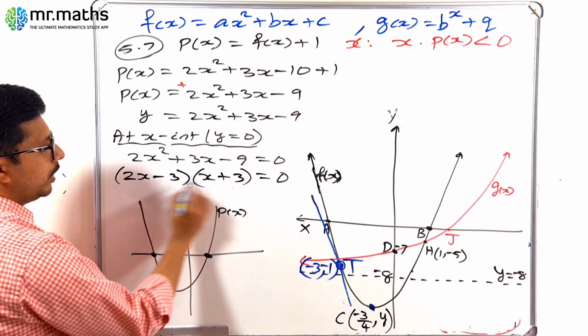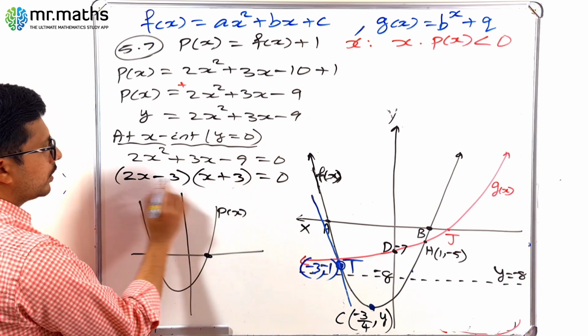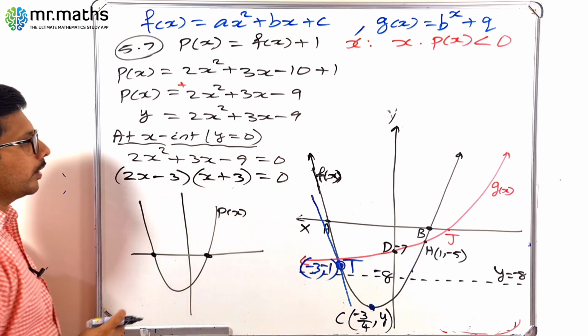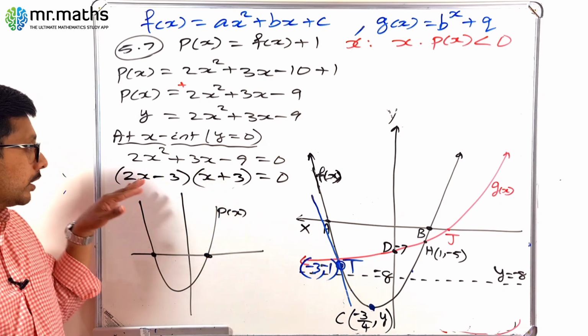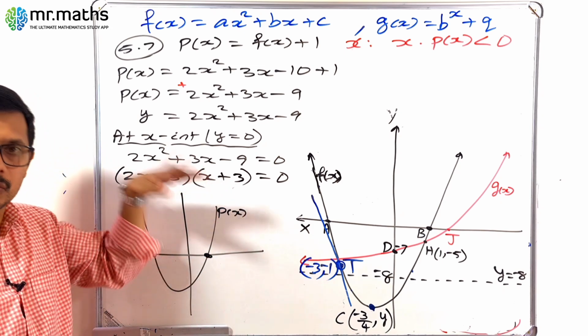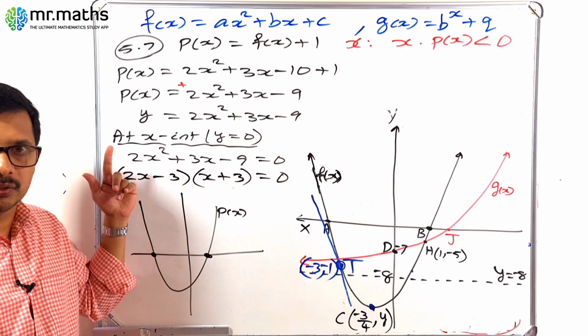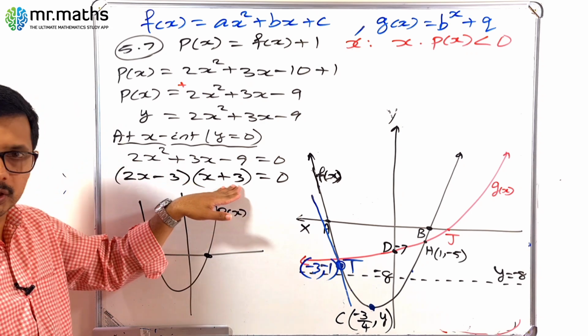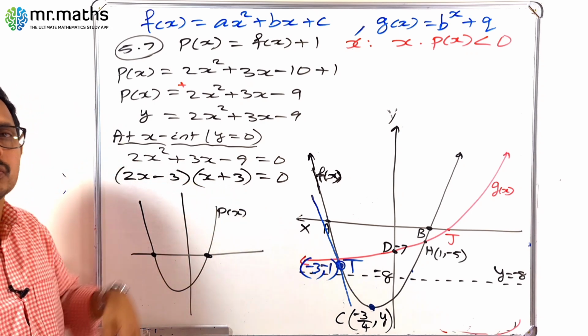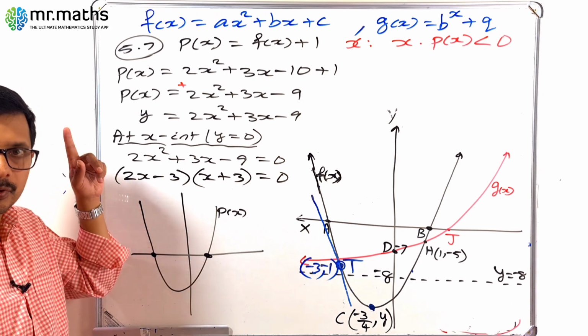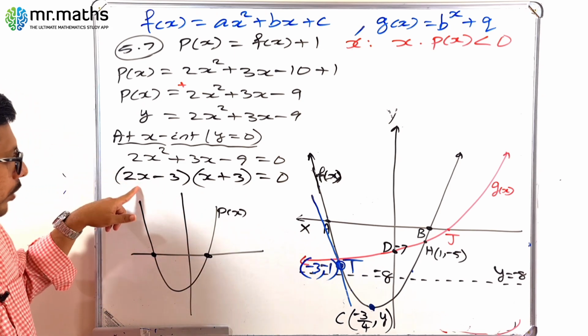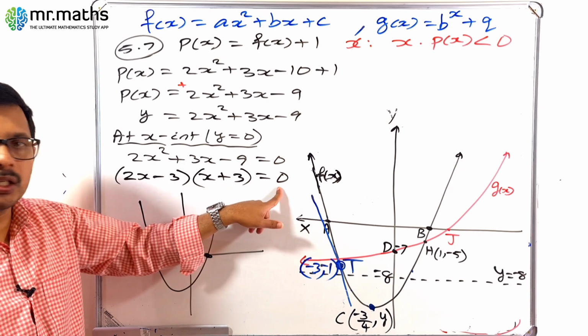So it is minus 9 minus 3x, 6x minus 3x is 3x. Okay, so the factors. Those who don't know how to factorize this, you have to study from the algebra section. Here I didn't explain, I just wrote it like this, factors. So 2x minus 3 into x plus 3 is equal to 0.